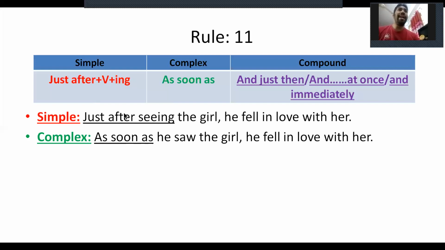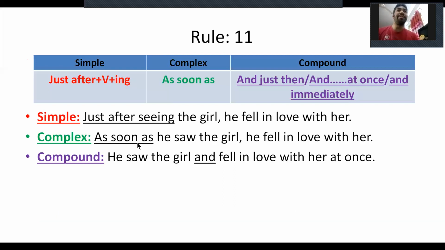As just after acts as a prepositional phrase, we use verb ing after it. So we take the verb from the subordinate clause of the complex sentence, in which this verb is saw. So we take this verb and make ing with this. Then the main clause of the sentence is the same as it is. To make the sentence compound, we take the two clauses from the complex sentence and add just then or and at once or and immediately as joining device. So this becomes the compound sentence from the complex one used with as soon as. The compound one is: he saw the girl and fell in love with her at once.